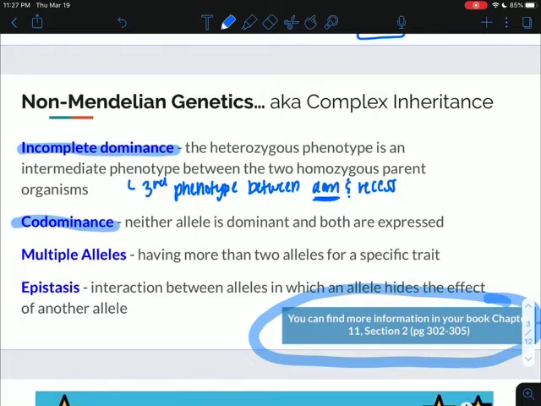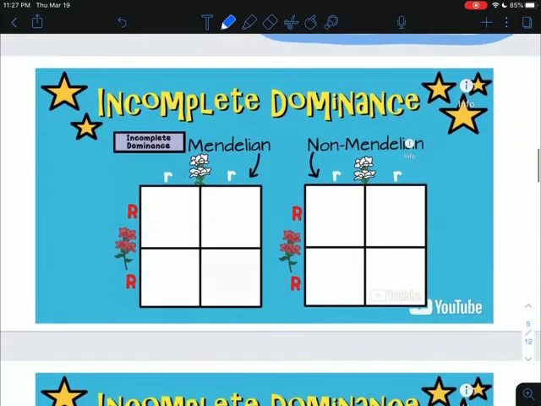So this dominant one does not necessarily take over. It's not an all or nothing. It's an all, nothing, and then sort of. Okay, and I'll explain that more in a second here. Now, codominance, it says neither allele is dominant and both are expressed. So I just want to highlight that. Both are expressed, okay? Codominant, all right? They are both dominating the situation here, all right? So let's get to it.